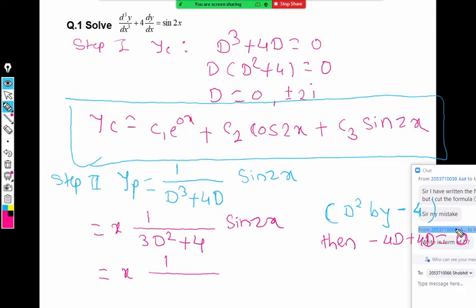We are not replacing d by minus 4 there. Actually, we are replacing d square by minus 4. Then the denominator becomes minus 4d plus 4d, that's 0. Is it okay? I was just correcting your written part. So that denominator is coming 0. Now we replace d square by minus 4. And now we have the answer here, because the denominator, minus 12 plus 4, is minus 8.